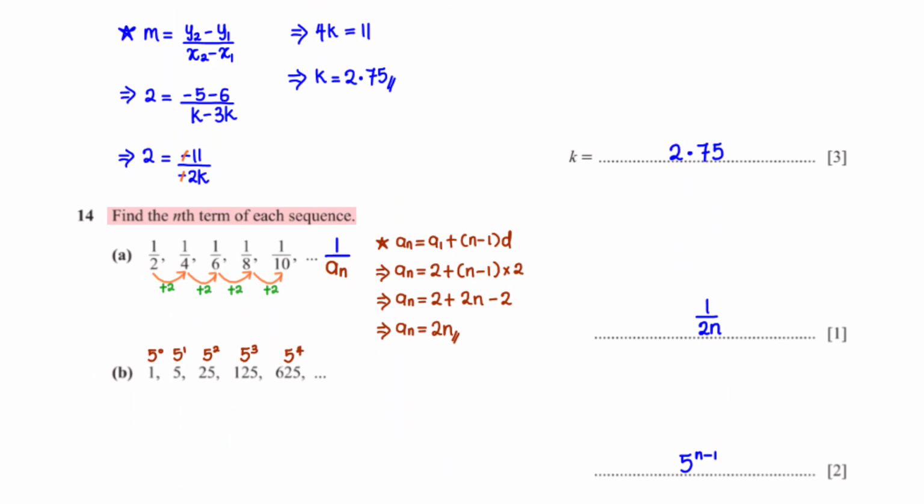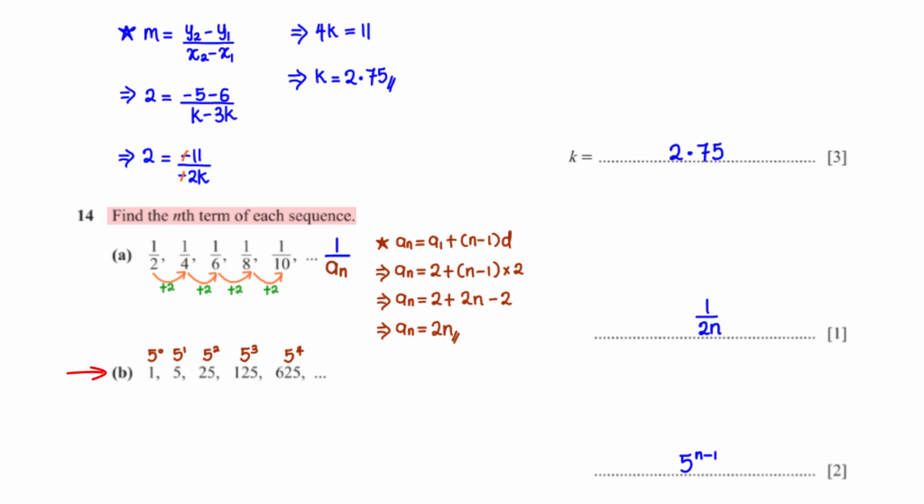Find the nth term of each sequence. For this sequence, the numerator stays at a constant value of 1, and the denominator increases by a constant difference of 2. The nth term for the denominator can be determined using this formula. A1 is the first term, which is 2, and d is the common difference between the terms, which is also 2. When we simplify this, we end up with 2n. And so the nth term for this sequence is 1 over 2n.